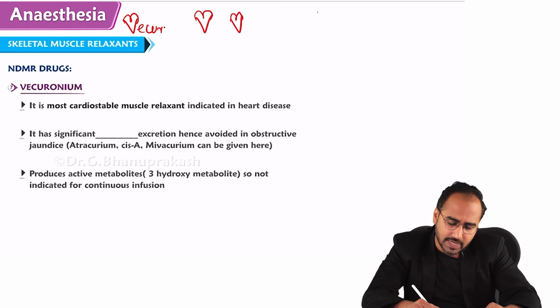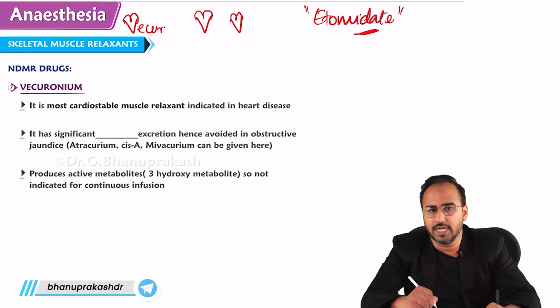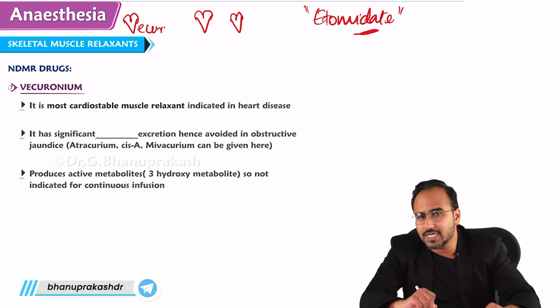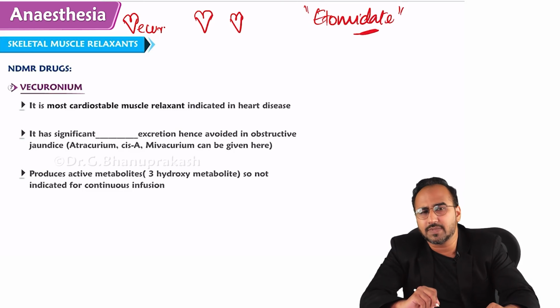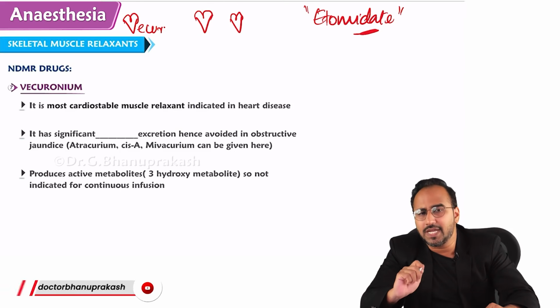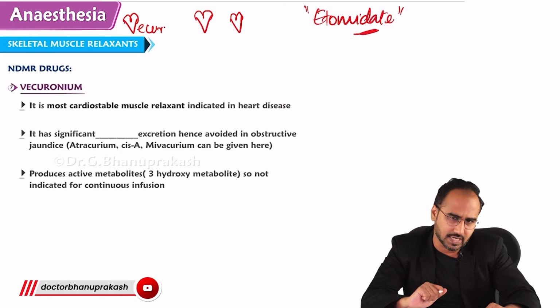The most cardiostable IV induction agent was etomidate. Was what, guys? Etomidate. Which is the most cardiostable muscle relaxant? The most cardiostable muscle relaxant is Vecuronium. What is the meaning of cardiostable, guys? Cardiostable means any drug that maintains the BP and pulse rate is called a cardiostable drug, right?